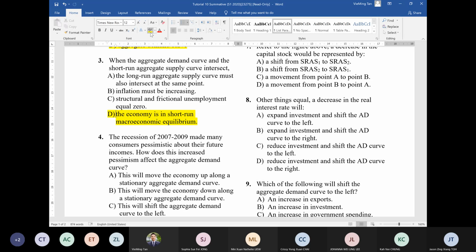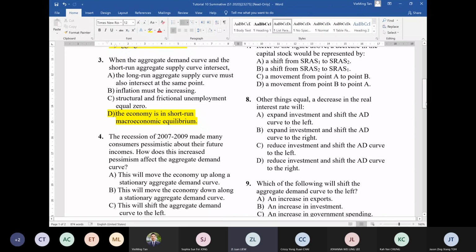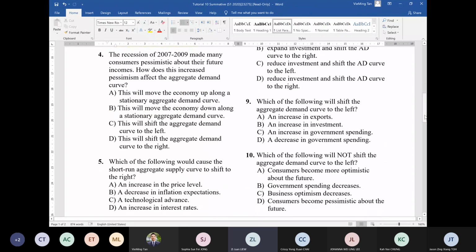Okay, number 4, Jizwan. The recession of 2007 to 2009 made many consumers pessimistic about their future incomes. How does this increased pessimism affect the aggregate demand curve? C. This will shift the aggregate demand curve to the left. Yeah, to the left. Why?